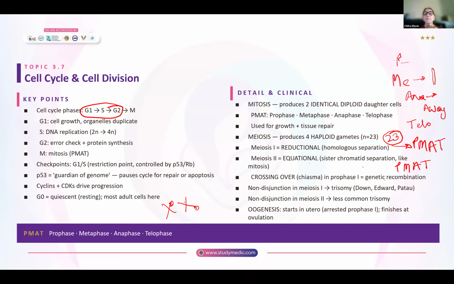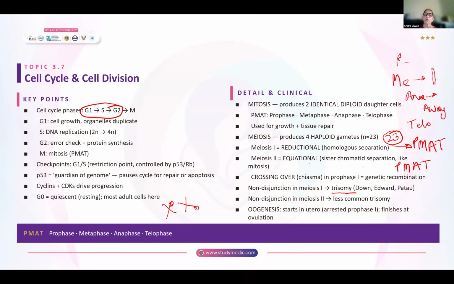Now, if something goes wrong in meiosis 1, that means non-disjunction is happening. The chromosomes are not being separated. Then one gamete will have an extra chromosome. That is how you get formation of trisomies, so Down, Edward, and Patau, because there is non-disjunction in meiosis 1. It is commonly seen in meiosis 1. Very rarely it is seen in meiosis 2.